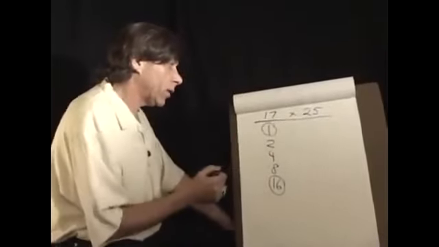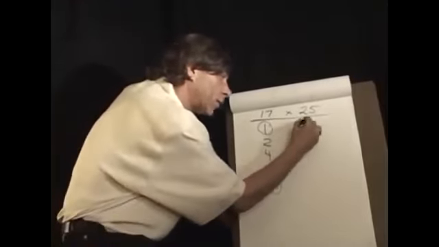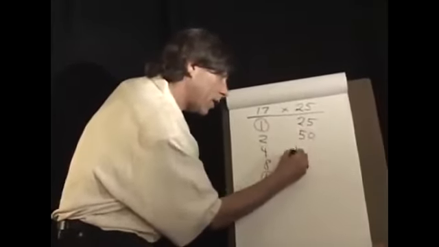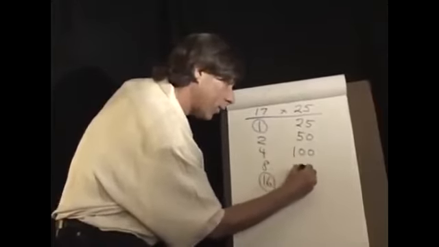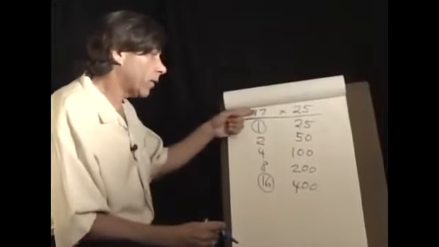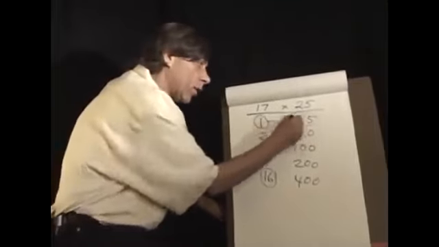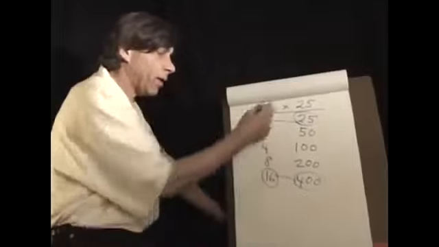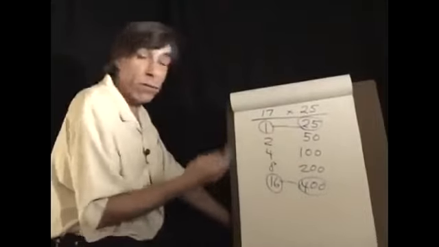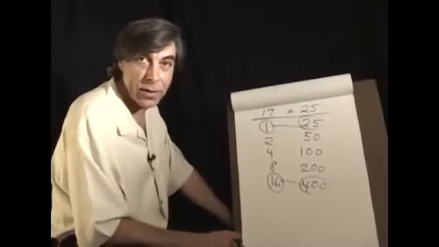So 17 times 25, I've identified the elements of 17 as 1 plus 16. And in this column, I write the number 25, and I just keep doubling it. Twice 25 is 50, twice that, 100, twice that, 200, twice that, 400. So in order to know the product of 17 times 25, we just have to look at which numbers are circled over here and circle the corresponding ones over here and add them together. So 17 times 25 is 400 plus 25, or 425. It's that simple. No memorization, no times table, no tears in the third grade about this.